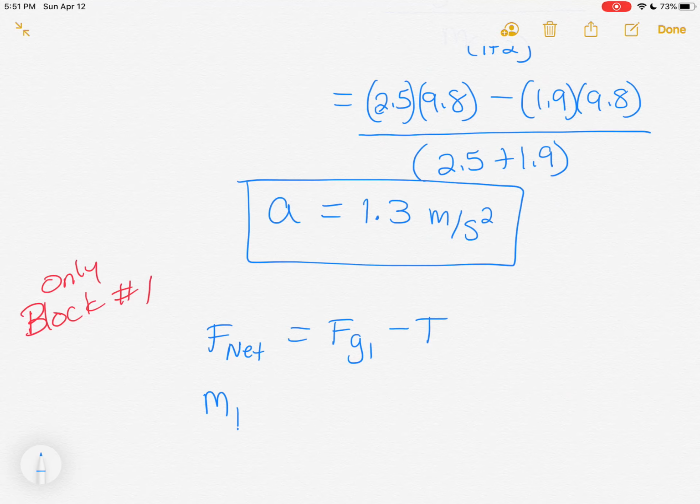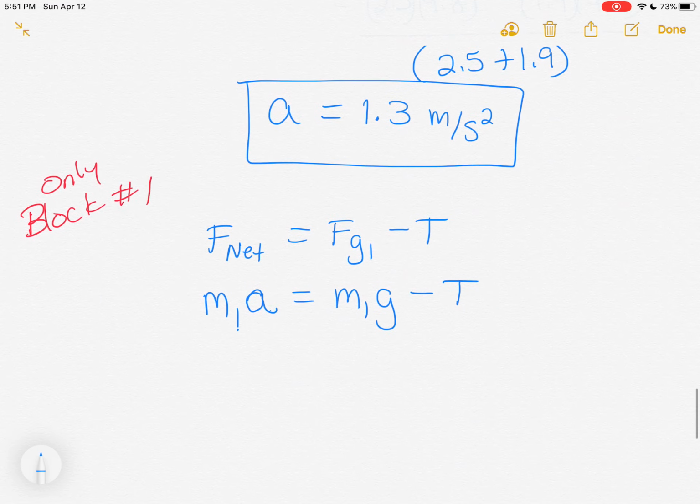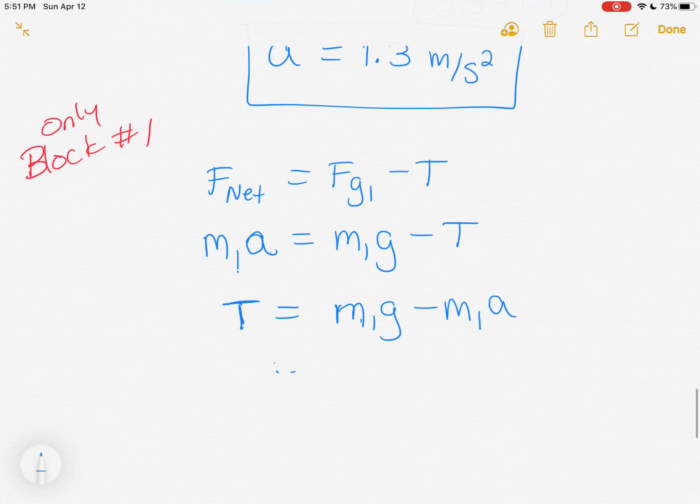Again, our F net is going to be M times A, only this time it's going to be just the mass of block number 1. Then we know that Fg will be M1G, and then we've got our tension in here. So then we're going to rearrange to solve for our tension. Tension is going to be M1G minus M1A.